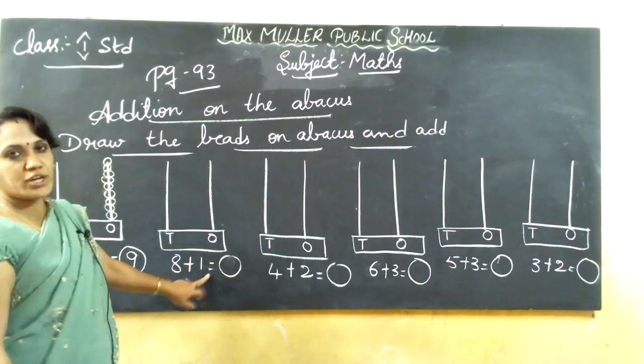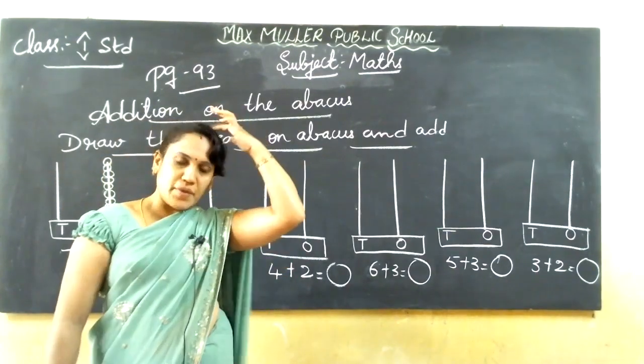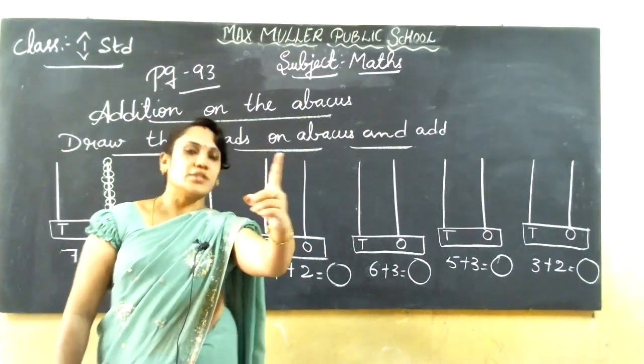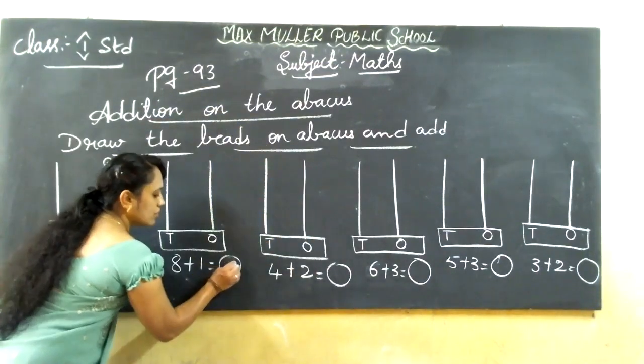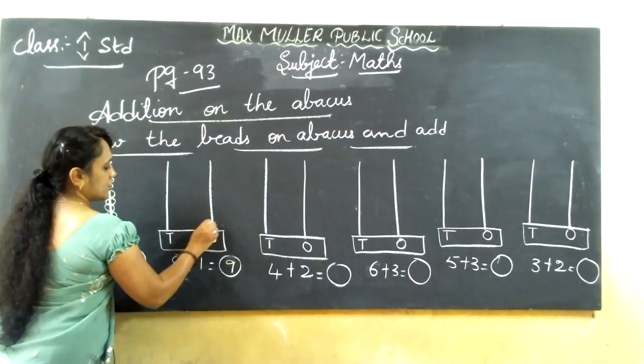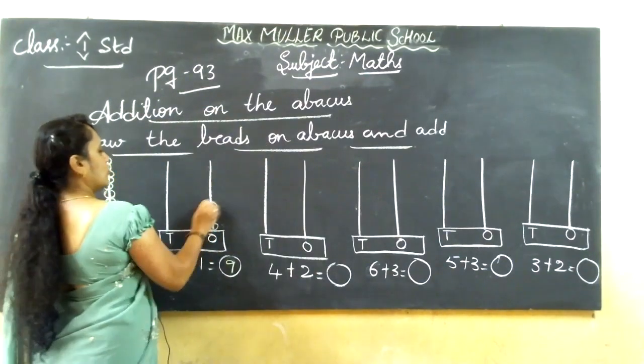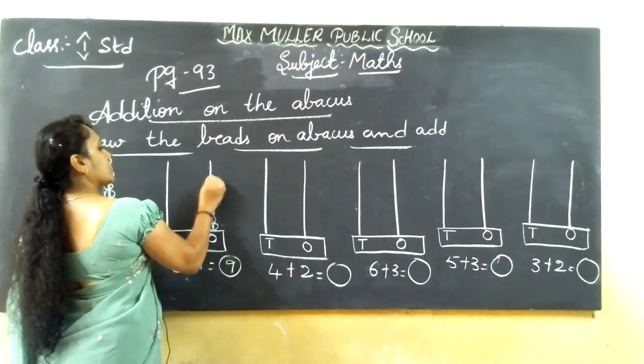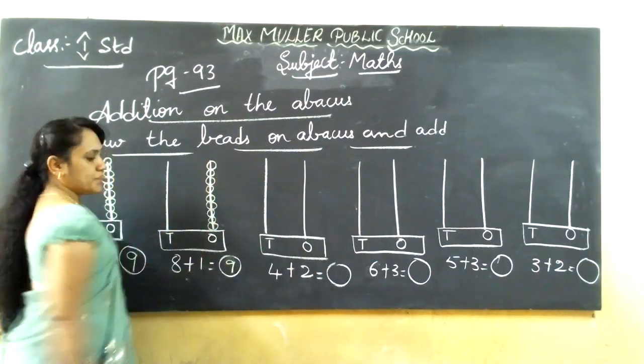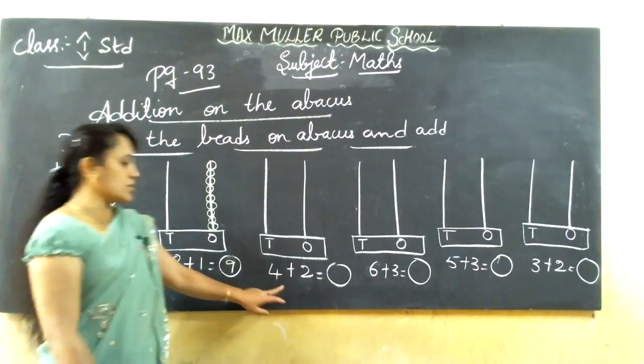8 in the mind, 1 in the finger. After 8, how much? 9. 8 plus 1, 9. Draw 9 beads here. 1, 2, 3. You count and draw. 4, 5, 6, 7, 8, 9. Understand? Next, come to the third sum.